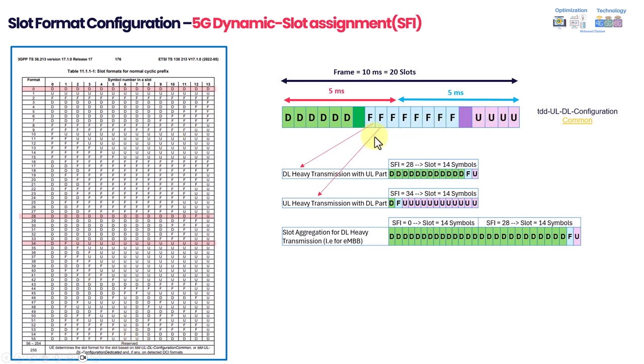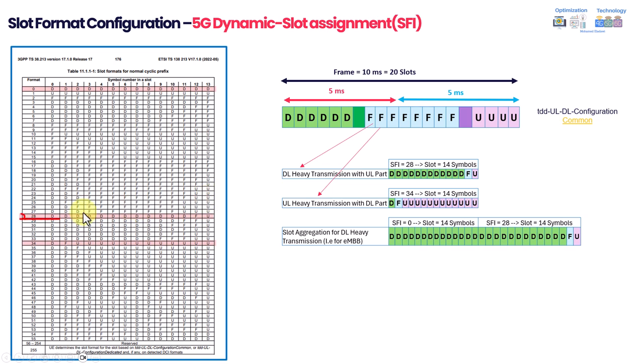Assume now the gNB decided to change this kind of format through DCI 2_0, for a particular user. For example, this slot requires a different slot format. Let's assume SFI 28. Let's assume that the gNB sees this particular user demanding very heavy downlink traffic, so it will need to give him more downlink symbols, as you can see here.